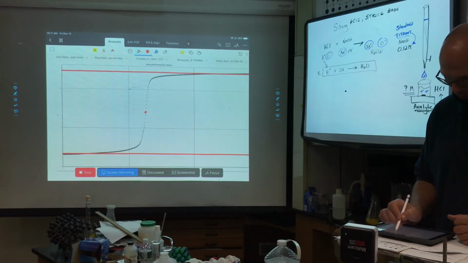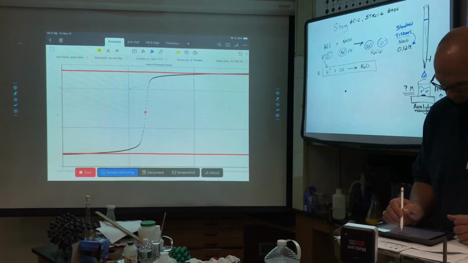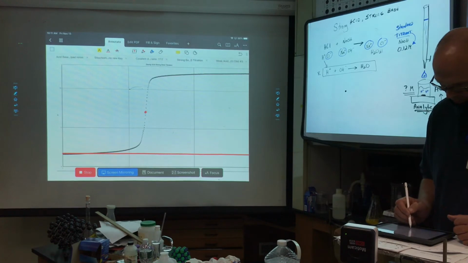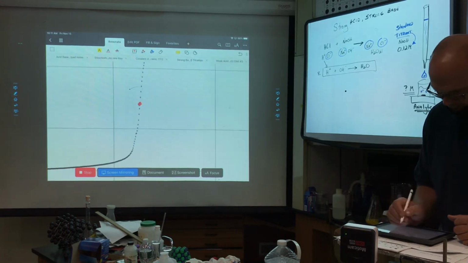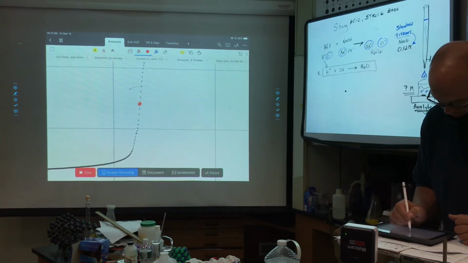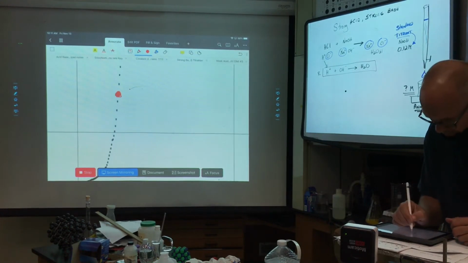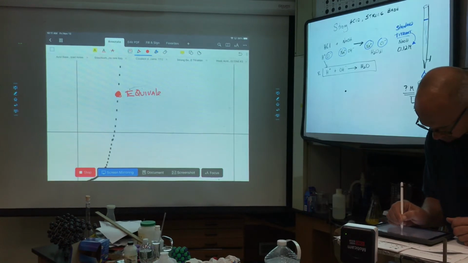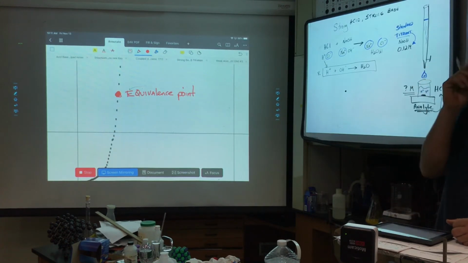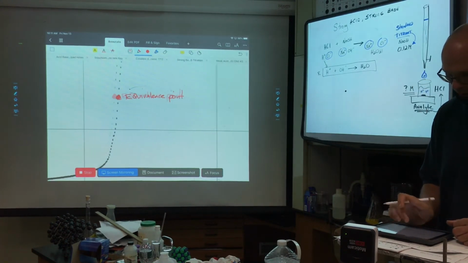And I don't need these lines anymore, so I'm going to get rid of them. I think I can get rid of them. If I can't, I'm just going to delete them. Okay, so that's my equivalence point. Cool. Let's write it in. Equivalence. What number is that? I don't know. I'll have to look at that, but it's the equivalence point. Now, what does that equal?